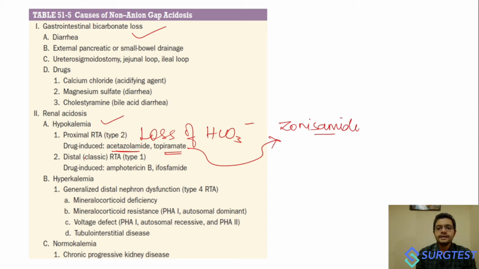And the other one is a classical distal type of RTA. Here the kidney has an inability to excrete acid. Certain drugs that can cause it is amphotericin B. The most important example that you have to remember is amphotericin B.